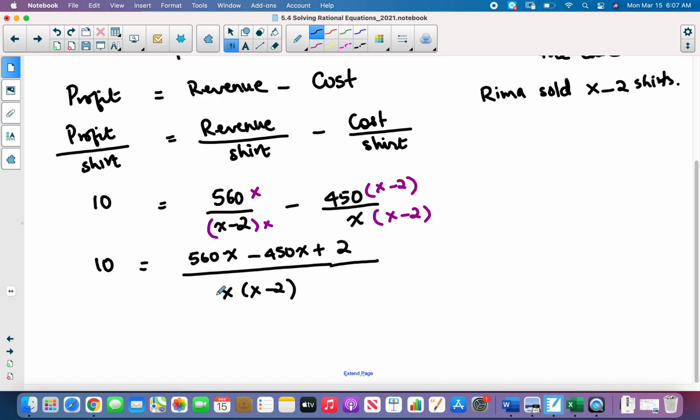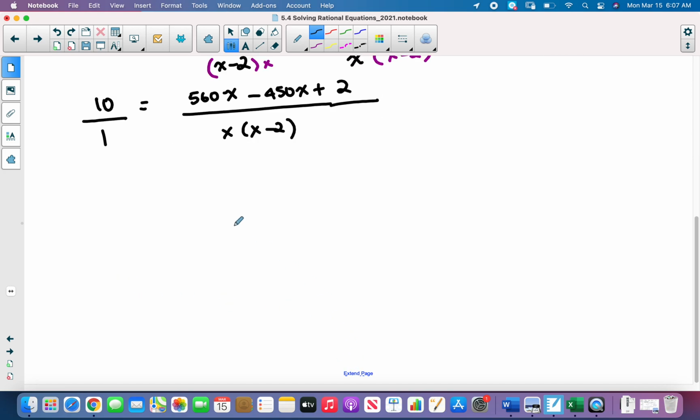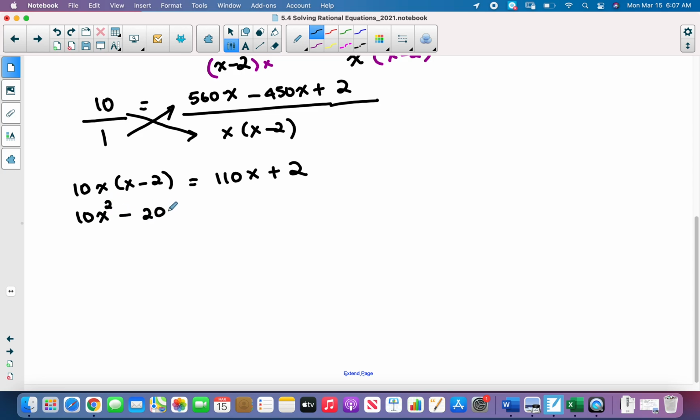We can now cross multiply. So we can multiply 10 times that and 1 times that, we get 10x times x minus 2 equals 560 minus 460 is 110x plus 2. On the left side, we have 10x squared minus 20x. And we can bring these terms to the left side. Minus 110x minus 2 equals 0. So simplify this as 10x squared minus 130x.